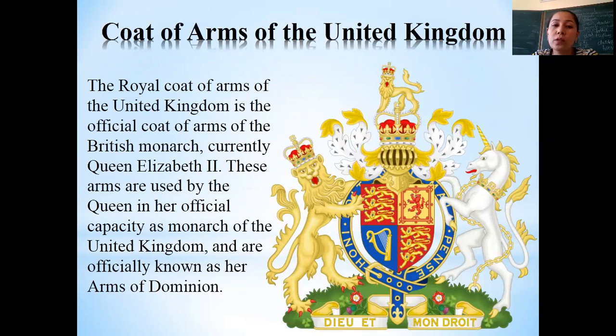Next, the coat of arms of the United Kingdom. The royal coat of arms of the United Kingdom is the official coat of arms of the British monarch, currently Queen Elizabeth II. These arms are used by the Queen in her official capacity as monarch of the United Kingdom and are officially known as her arms of dominion.